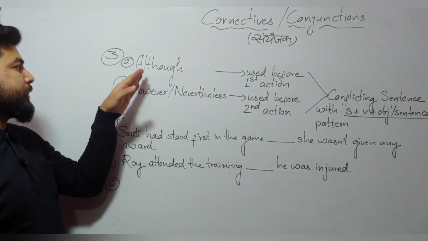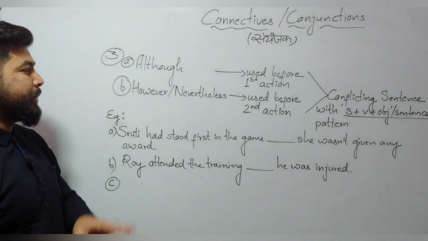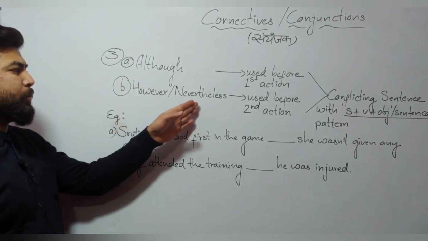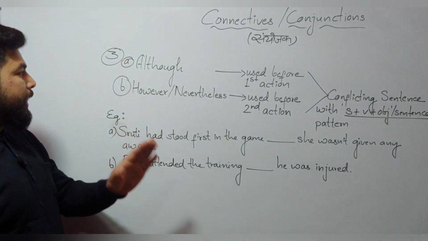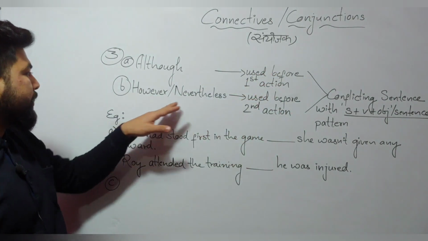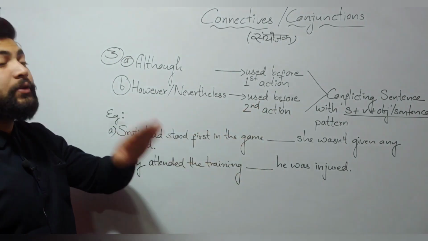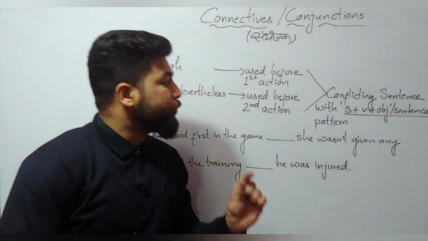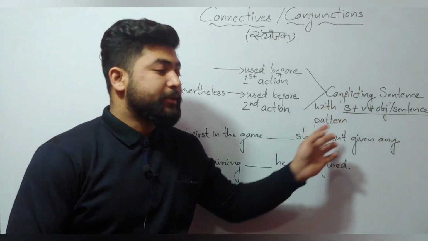So although is that connective which we have already discussed at the beginning, but still its rule somewhat coincides with that of however, nevertheless. So we'll make a comparative study of these two. Alright, so although is used before the first action, whereas however, nevertheless is used before the second action. But there is one thing in common between them, and the thing that is common between them is they are both used in a conflicting sentence with subject plus verb or sentence pattern.